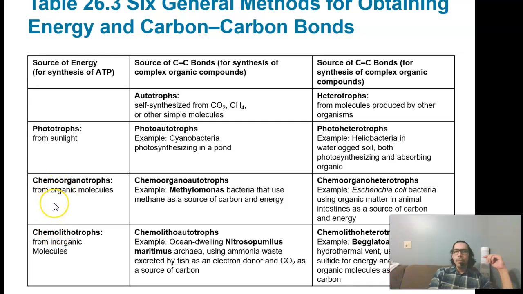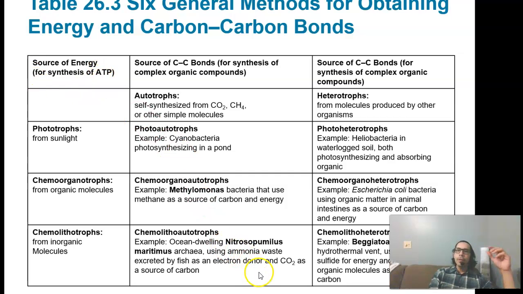Sorry, let me start over. We know that it's ammonia. We know that it can't be a phototroph, because it's not getting the ATP from light. So it has to be a chemotroph. But now we have to determine whether it's organic or inorganic. Ammonia does not have a carbon in it, so this is an inorganic molecule. Because this is inorganic, it would be a chemolithotroph as far as how it gets the ATP.